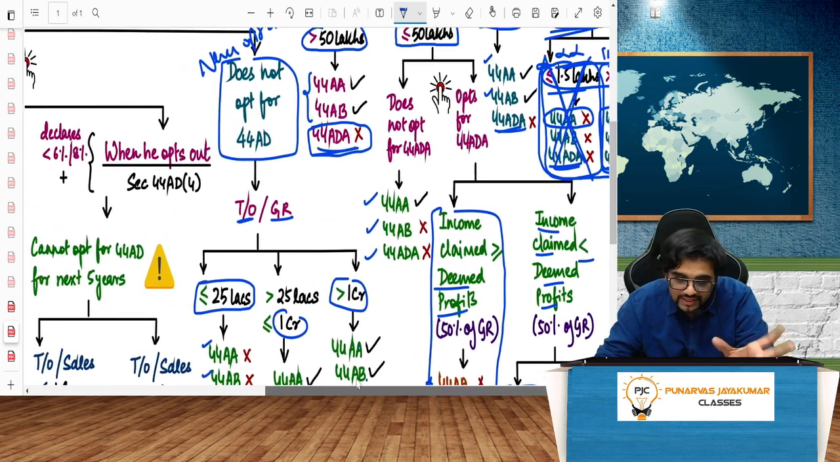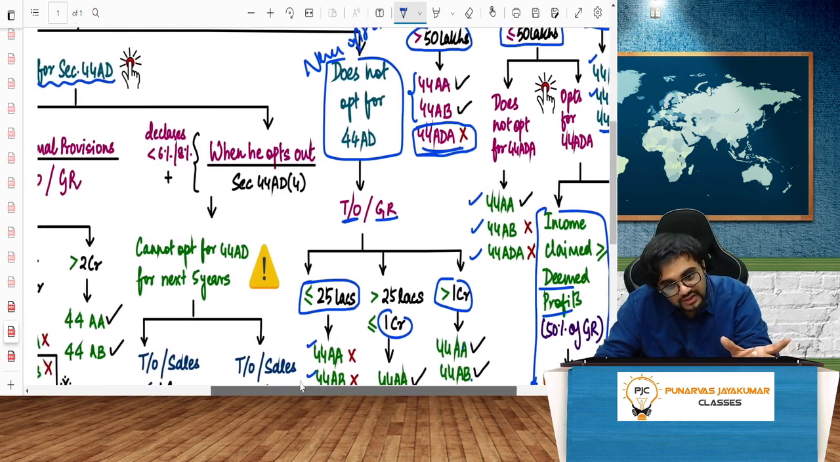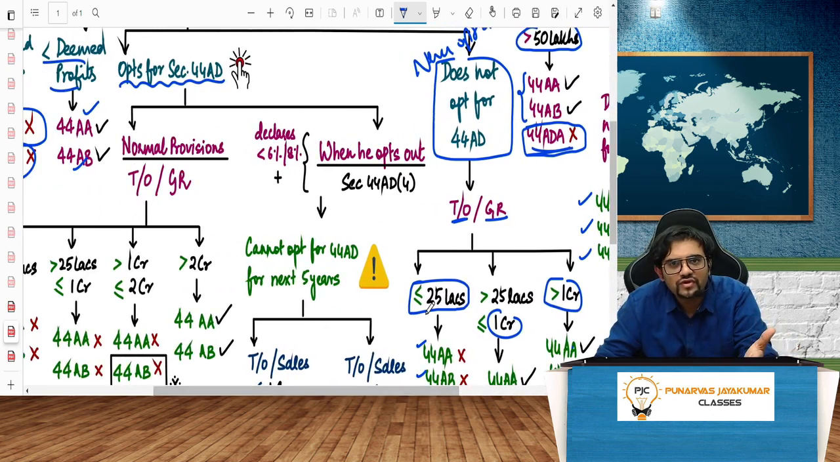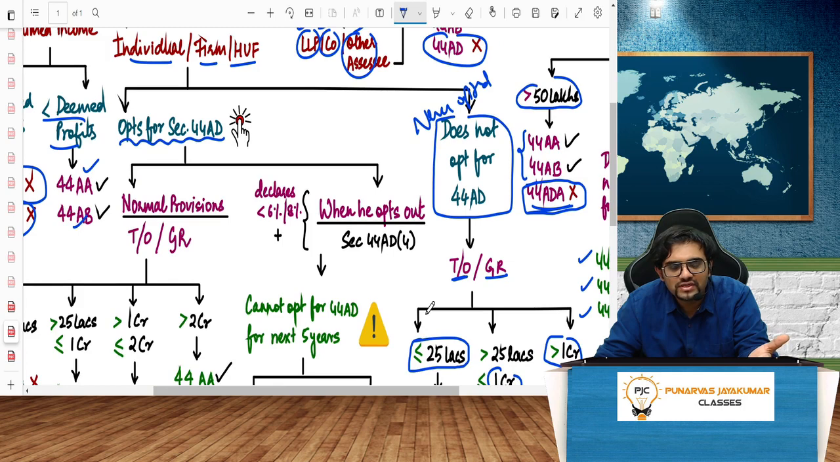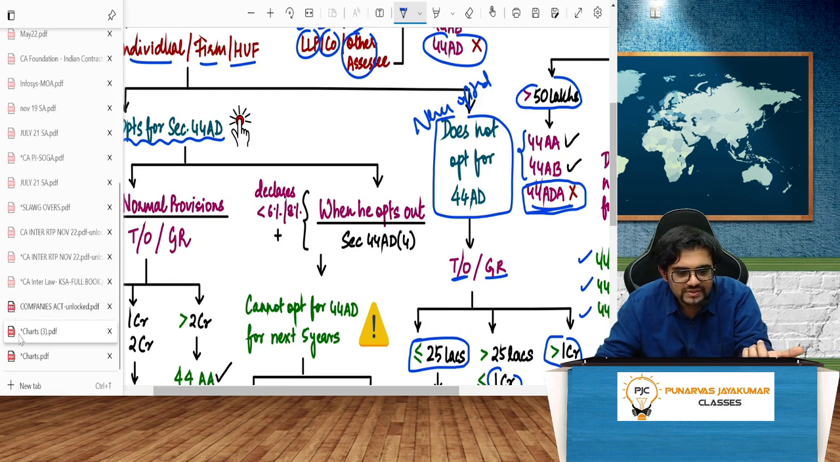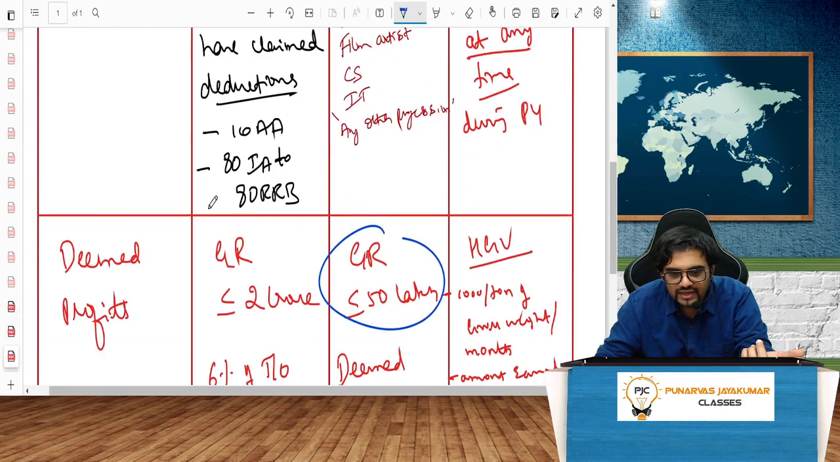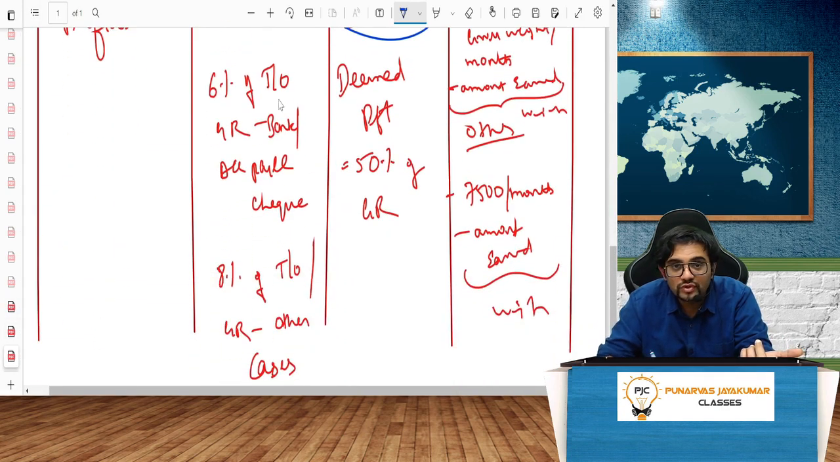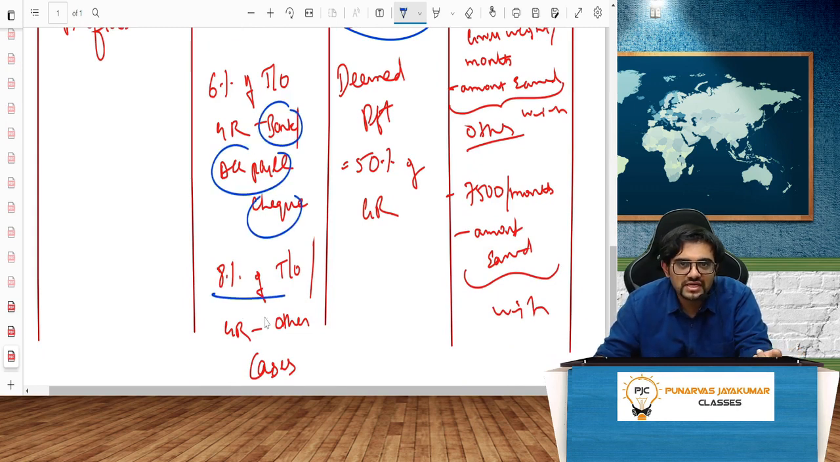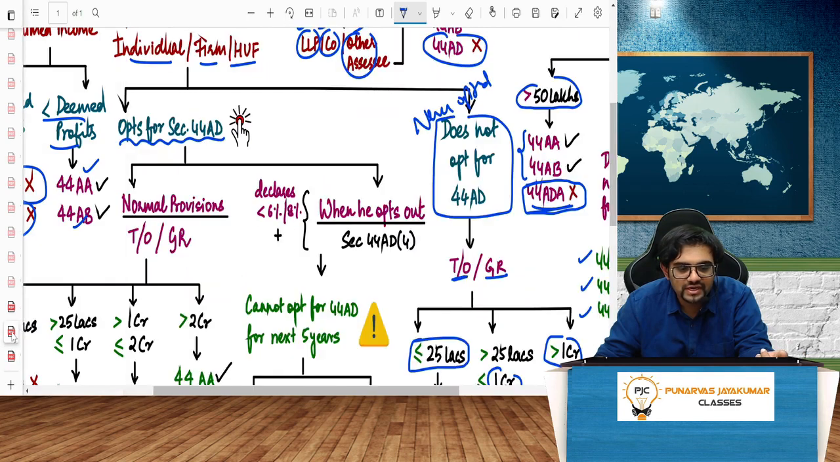Now, guys, as per the amendment, there is an opt-out scheme. Now, in 44AD, what is the presumptive scheme? Deemed profit 6% and 8%. What is that 6%? What is that 8%? We have seen in my handwriting here. 6% if you receive it through bank or account payee cheque. 8% in other cases, cash and bearer cheque and all those things.